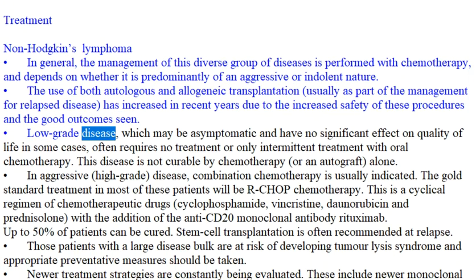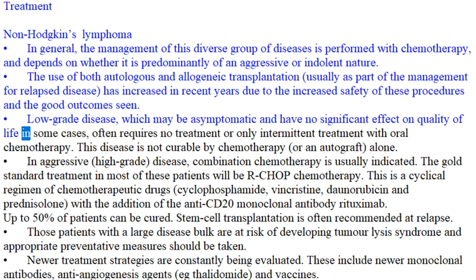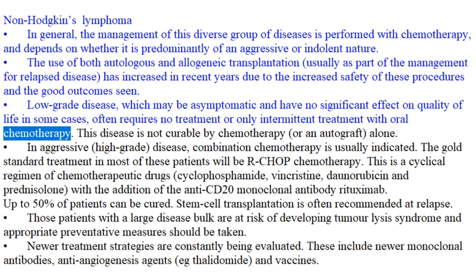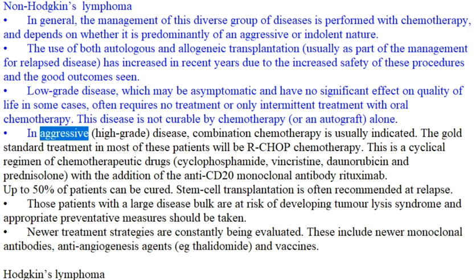Low-grade disease, which may be asymptomatic and have no significant effect on quality of life in some cases, often requires no treatment or only intermittent treatment with oral chemotherapy. This disease is not curable by chemotherapy, or an autograft, alone. In aggressive, high-grade disease, combination chemotherapy is usually indicated.